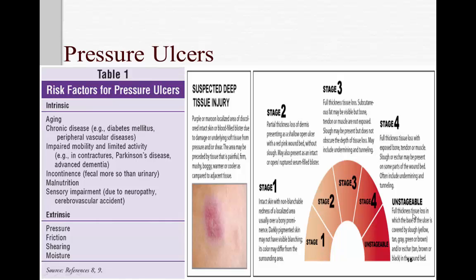And unstageable is the full thickness tissue loss, in which the base of the ulcer is covered by slough, yellow, tan, gray, green, or brown eschar.